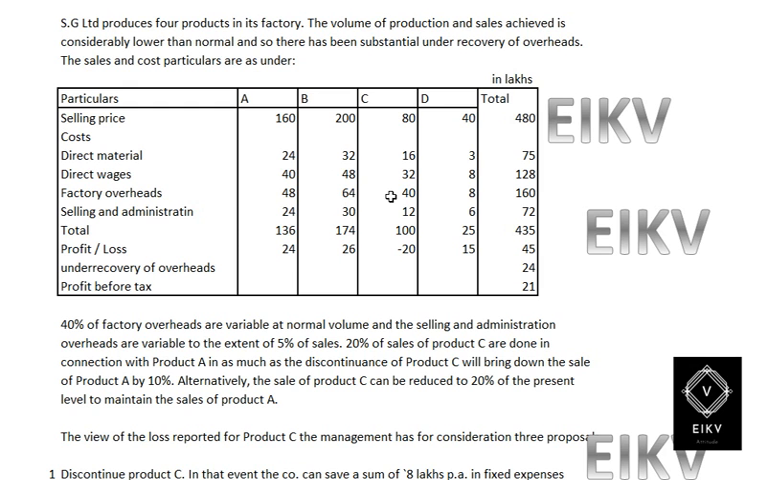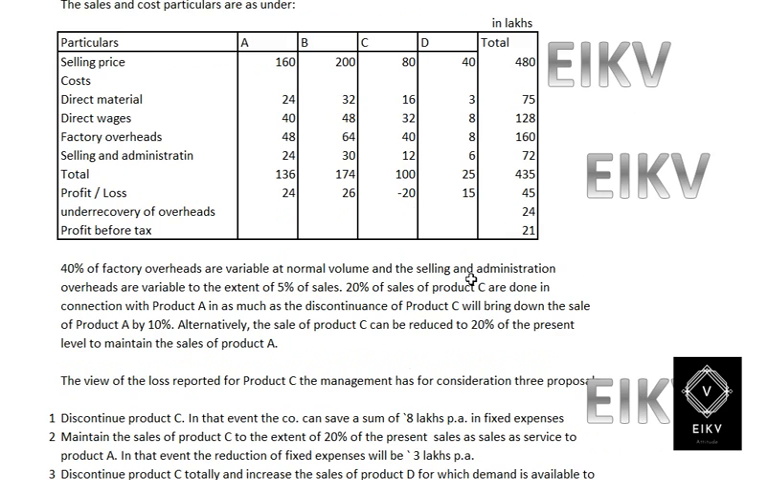Factory overhead 48, 64, 48. Selling and distribution overhead 24, 30, 12, 6. Total cost 136, 174, 100, 25, 435. So the profit will be 24, 26, negative 20, that is a loss of 20 lakhs, 50. Total profit 25. Then we have an under-recovery of overhead of rupees 24.